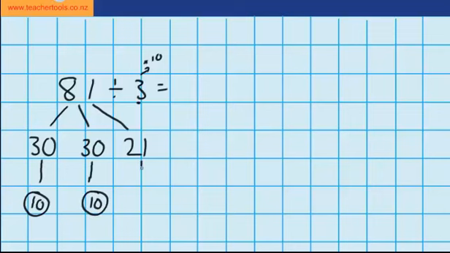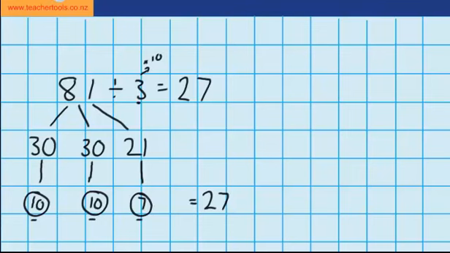Now my last pile, I've got 21 items I still need to share out. Again, I need to share them between the 3 groups. So 21 shared between 3 groups means I need to put another 7 items in each group. So first I put 10 items in each group, then another 10, then another 7. So in total, I put 27 items in each group. So 81 divided by 3 equals 27.